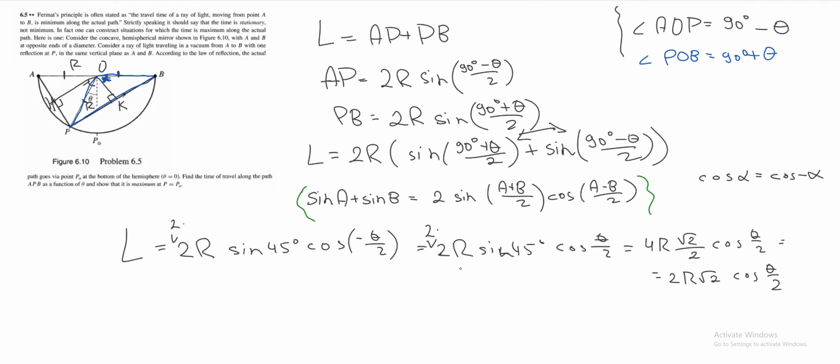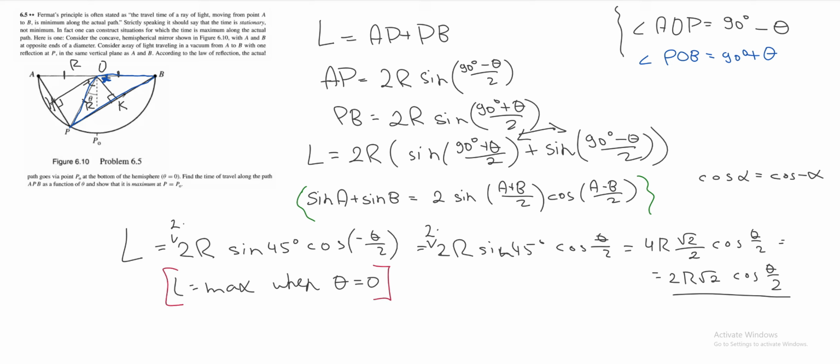And from this, we can find both the time of travel along the path and when it's maximum. Let's first think about its maximum. Looking at the formula, we quickly realize that the length of the path will be the biggest when theta is equal to 0, and that is basically what we needed to prove. So L is equal to max when theta is 0. Great.